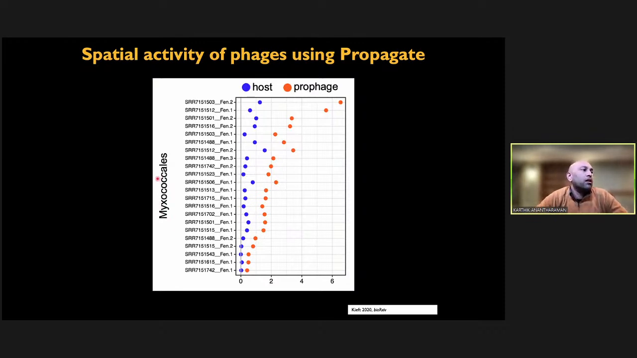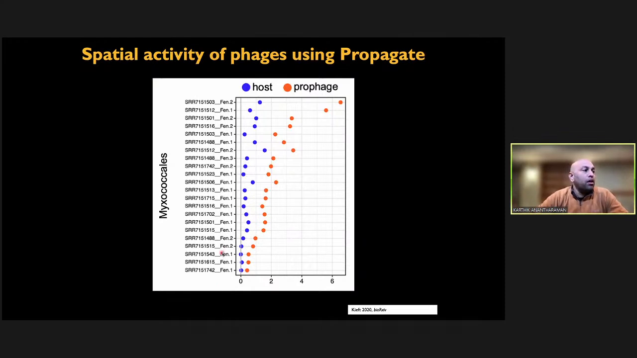What you're looking at are Myxococcales, which is a particular group of bacteria. And you're looking at prophages here in red and the host genomes in blue. And the y-axis, so these are all different samples. So we looked at the prophages across different samples. And the idea here is that if you had spatial association, or even temporal, so time or space, if you want to look at these, you can see how a particular prophage is being active.